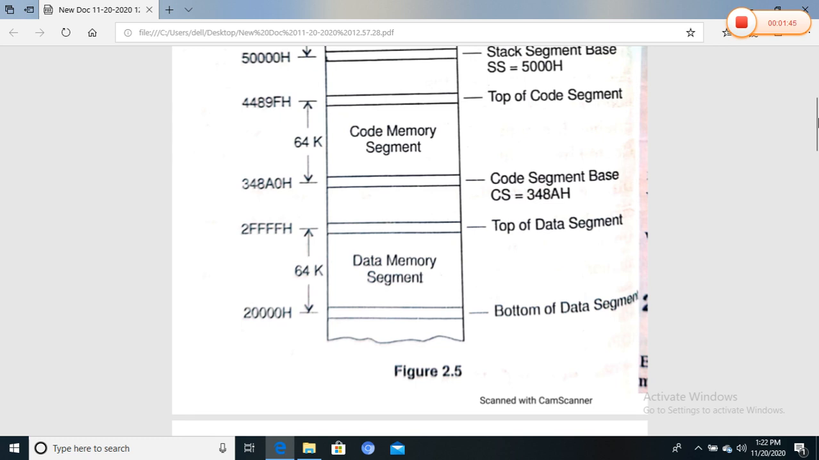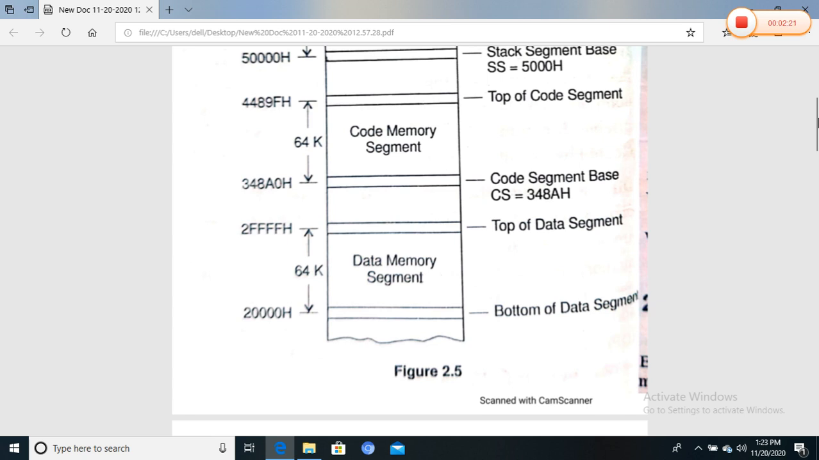The offset address values range from 0000H to FFFFH. That is a 16-bit address. But the physical address range is a 20-bit address, from 00000H to FFFFFH. And the segment register contains the higher order 16 bits of the starting address of the memory segment.